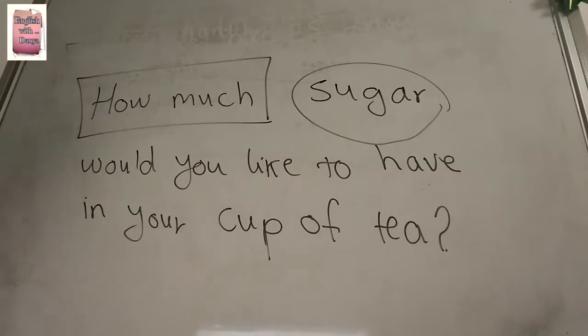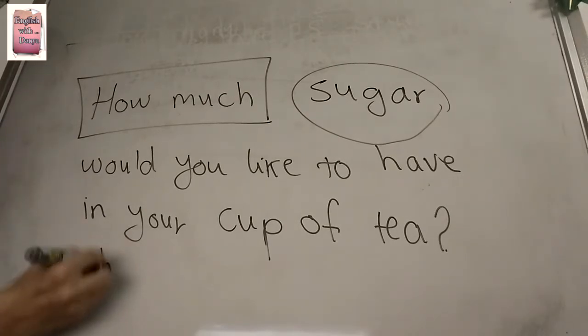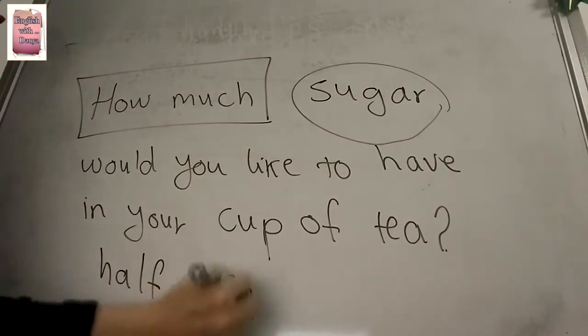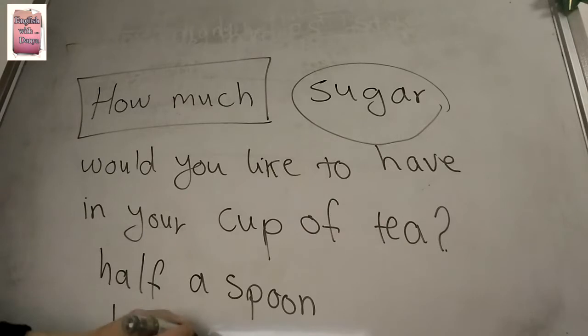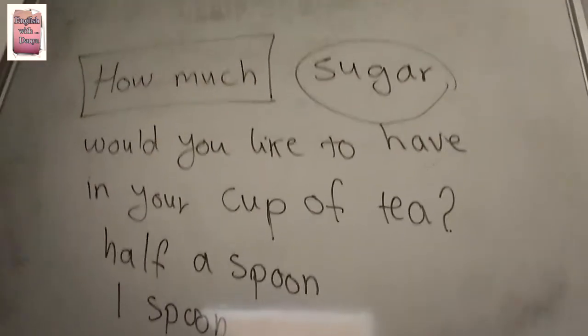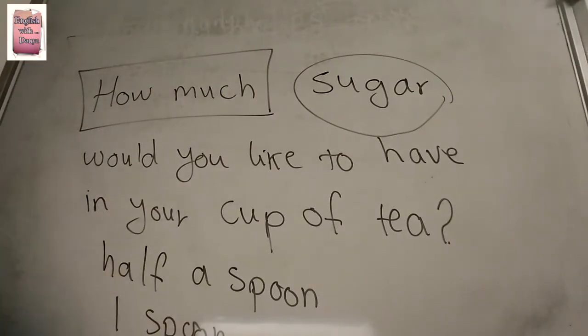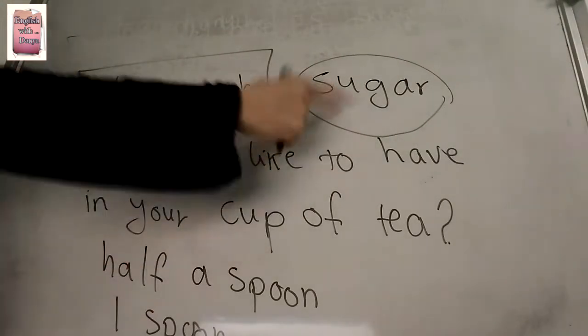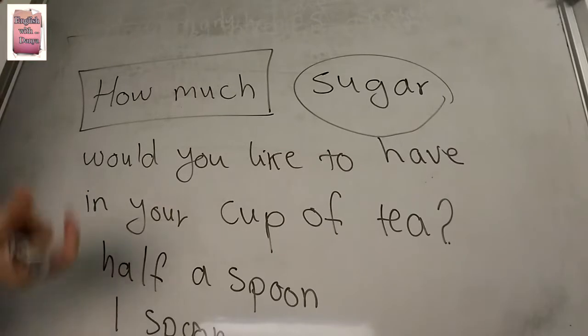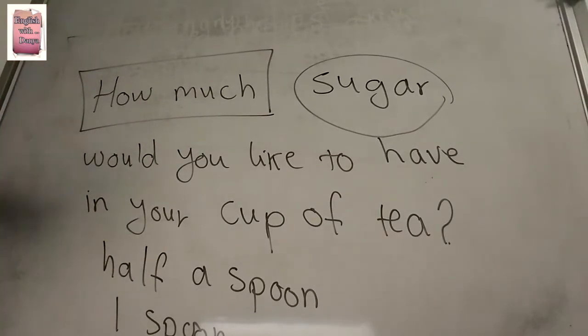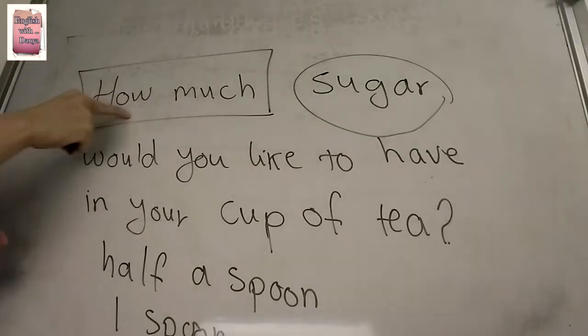So the answer can be like, I would like to have half a spoon, or maybe 1 spoon, or it can be 2 spoons. It depends. All right, so it depends on how much sugar you would like to have. Before going into the second example, why do we use how much with sugar? Because sugar is uncountable. It is so hard to count the pieces of sugar that we have. Therefore, we use how much.